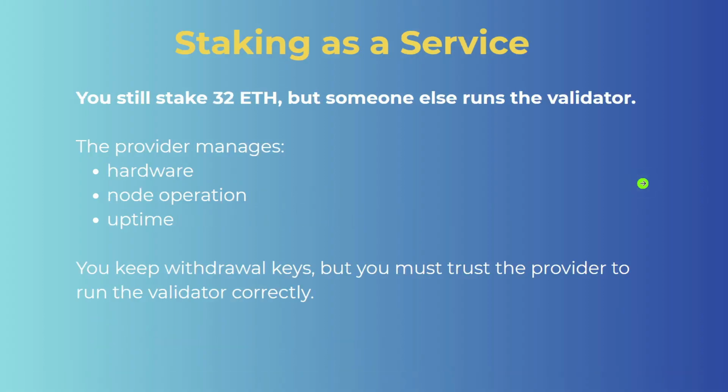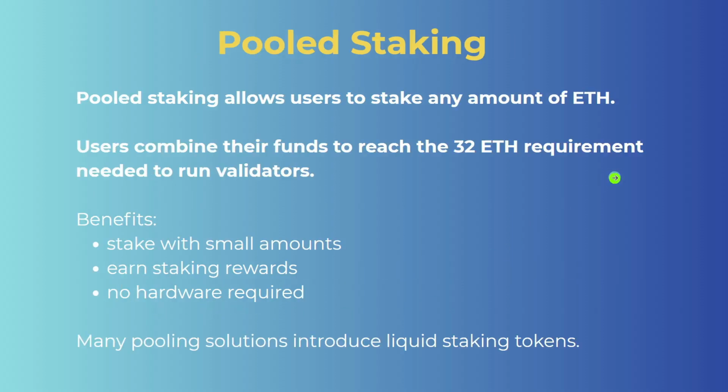Then we have staking as a service. In this case, we are still staking 32 ETH, but there is someone else who is running the software, who is running the validator. So the provider manages the hardware, so the machine where the software is running, the node operation, and the uptime. We have the withdrawal keys, but we must trust the provider to run the validator software correctly.